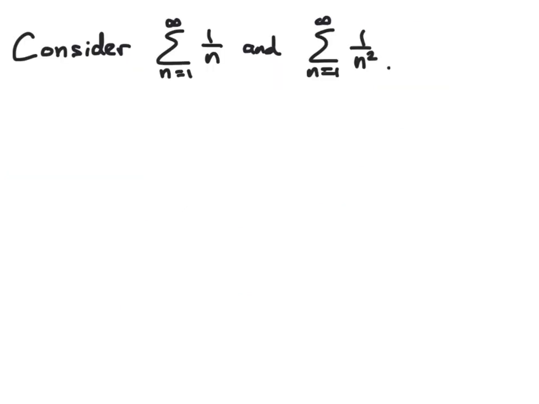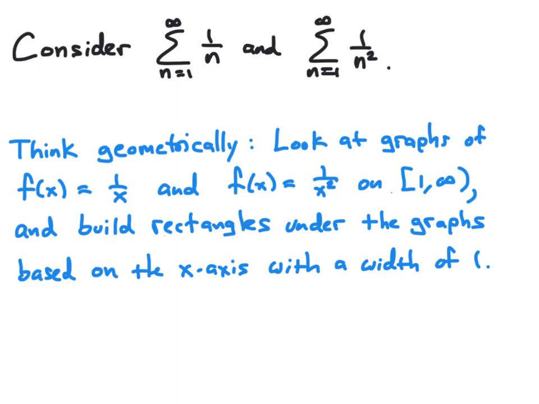In order to understand the idea behind the integral test, let's consider two series, the series from n equal 1 to infinity of 1 over n, and the series from n equal 1 to infinity of 1 over n squared. Let's think of these series in sort of an outside-the-box way, and let's think about them geometrically. Specifically, let's think about the graphs of the functions that correspond to these two particular series, namely the functions f of x equals 1 over x and f of x equals 1 over x squared along the interval from 1 to infinity.